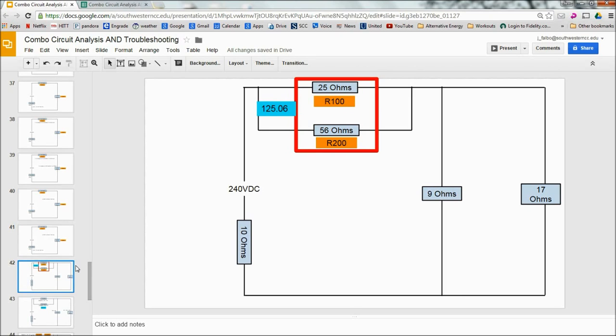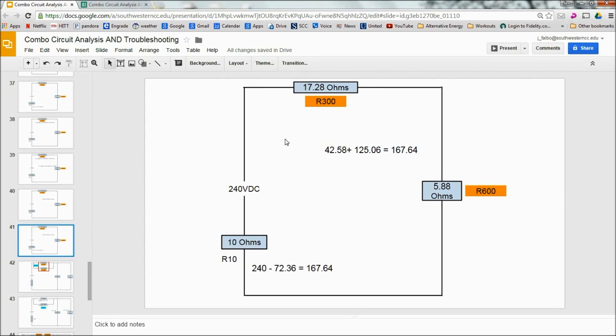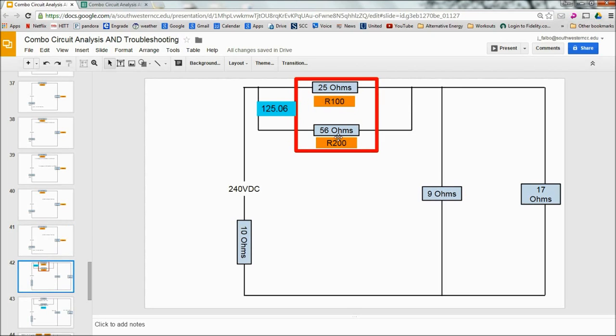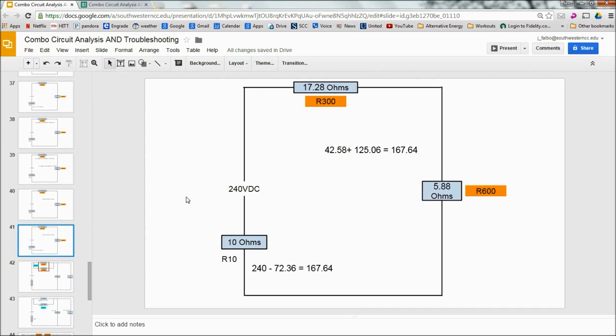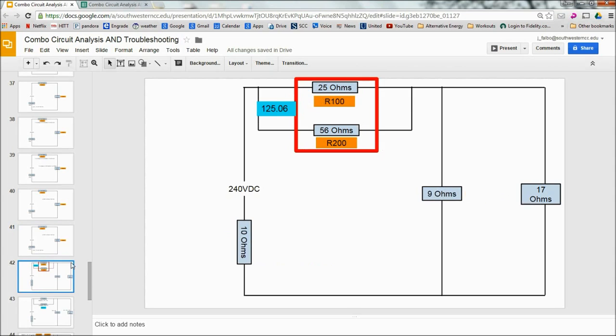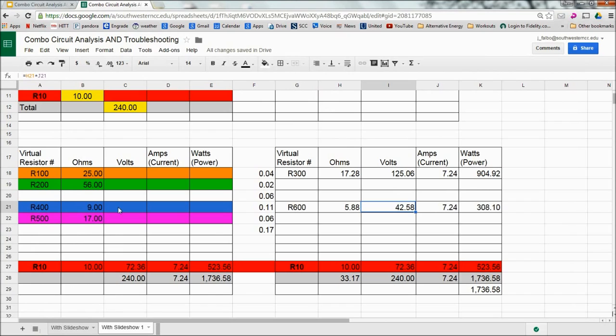Now we got to remember that this virtual load R300 is actually R100 and R200 in parallel. Our rules of parallel circuit says voltage is the same across a parallel circuit. So if I've calculated a voltage drop across this virtual load R300, that means that voltage drop is the same across 100 and 200.